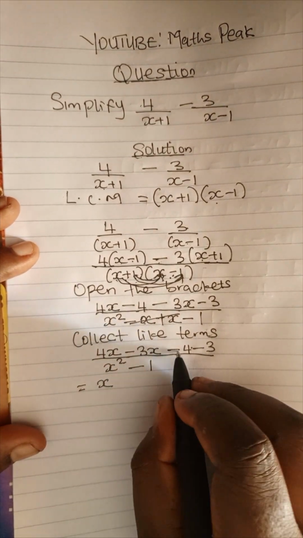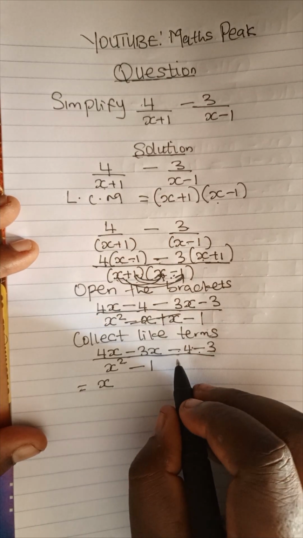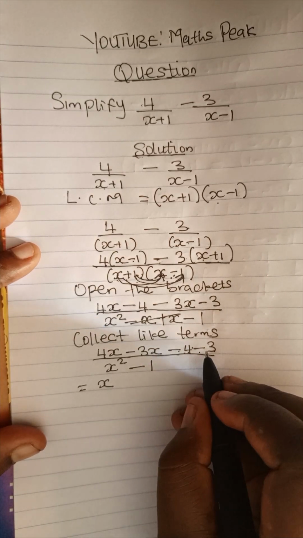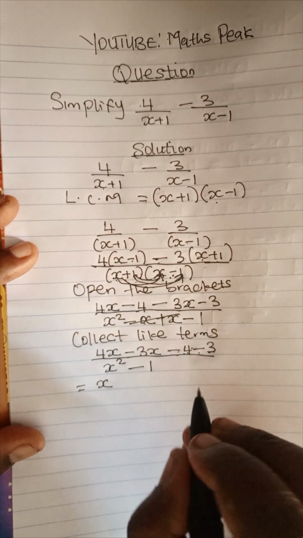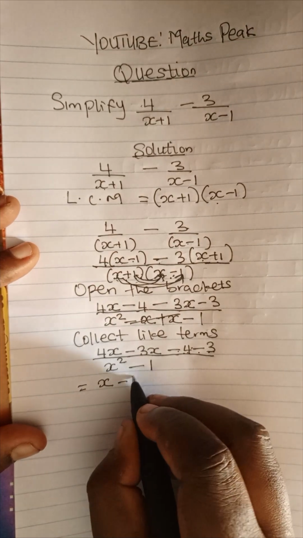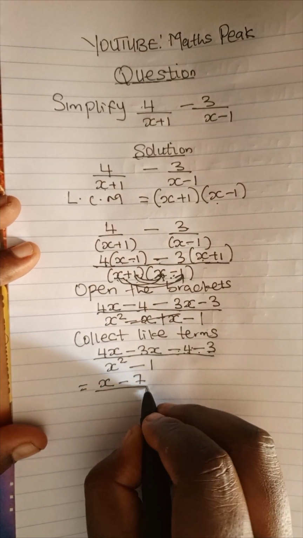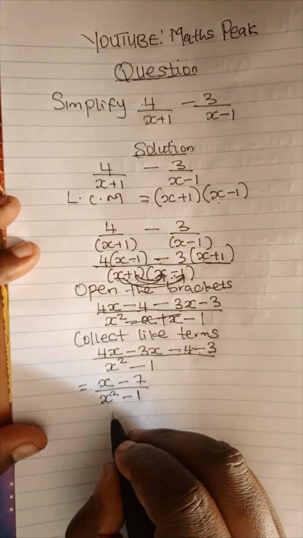x. Now minus 4 minus 3, that's minus 7, meaning you borrowed 4 naira, you went back again to borrow another 3 naira. By mathematics, when you borrow, it's minus. So the total that you borrowed is 7. So because you are borrowing, it is minus 7 over x squared minus 1.